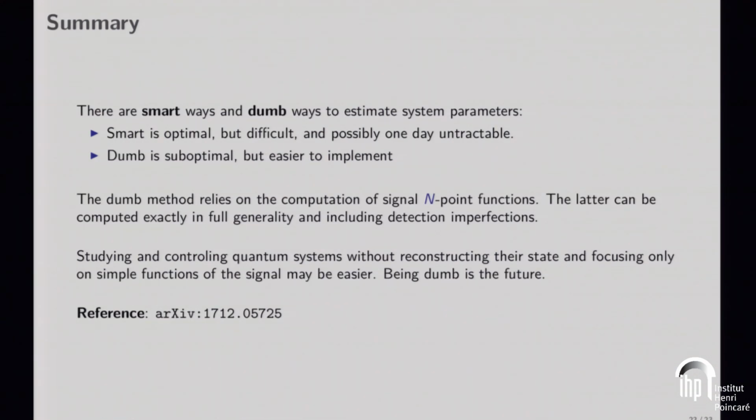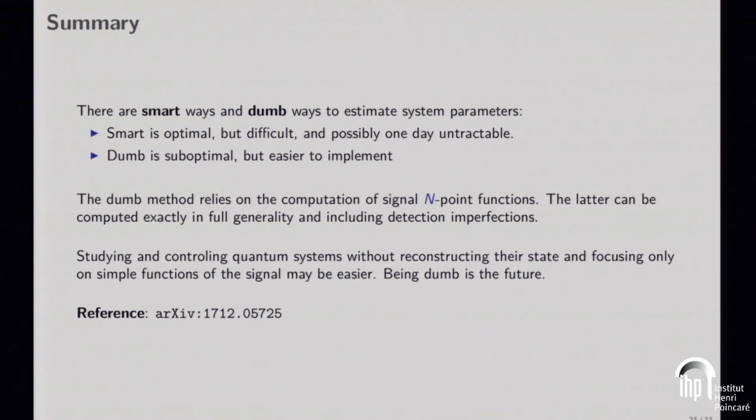So let me now leave you with this summary. There are smart and dumb ways to estimate parameters. Smart is optimal, but difficult and possibly one day intractable. Dumb is suboptimal, but easier to implement. The dumb method I showed relies on the computation of signal n-point functions, and we are lucky because, for general non-Gaussian theories, it's complicated to compute n-point functions, but for the signal coming from continuous measurements, it's one of the few cases where you can compute n-point functions exactly, in full generality, and you can include detector imperfections.